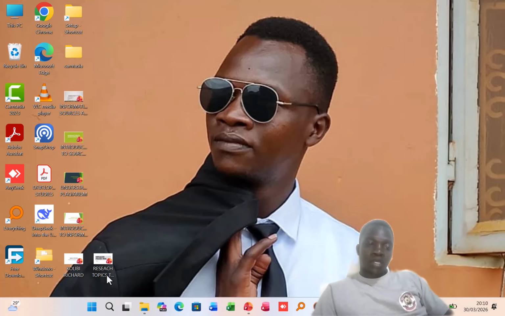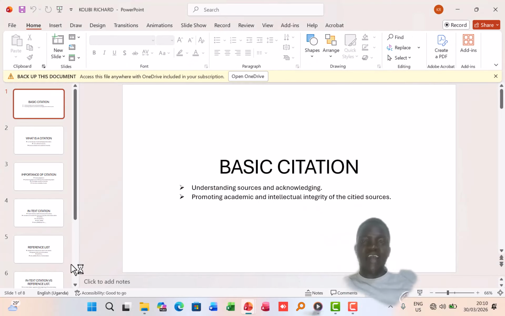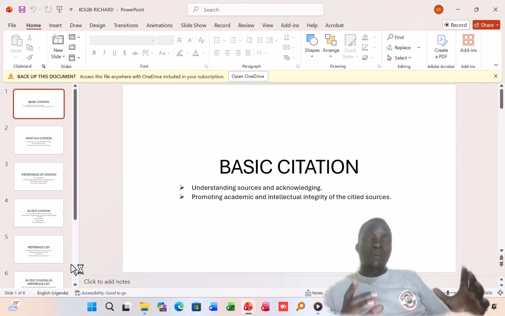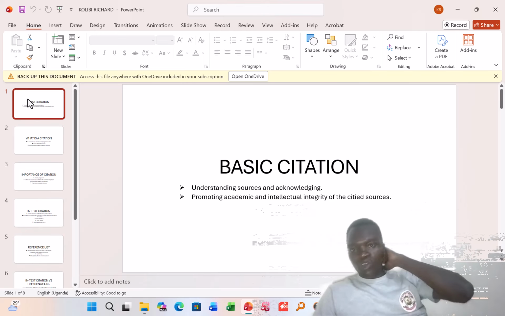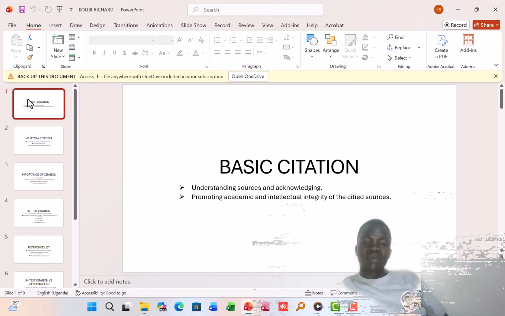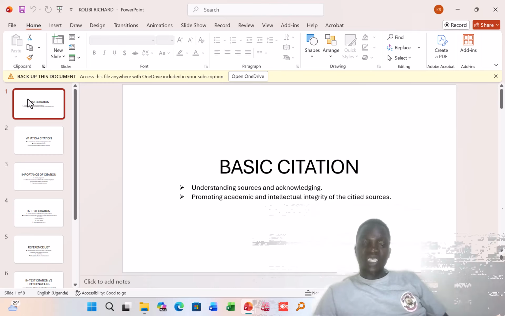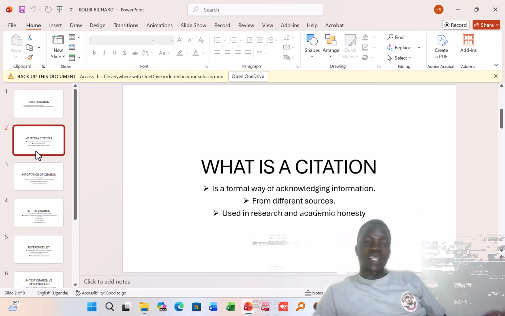Let's get straight to the point. Basic citation skills. What are citations? Understanding the concepts of properly bringing up a point, an article, a magazine, and so on. Basic citation is understanding sources and acknowledging them, promoting academic and intellectual integrity of the cited sources. So we first go through these presentations, then we can discuss them in other words.